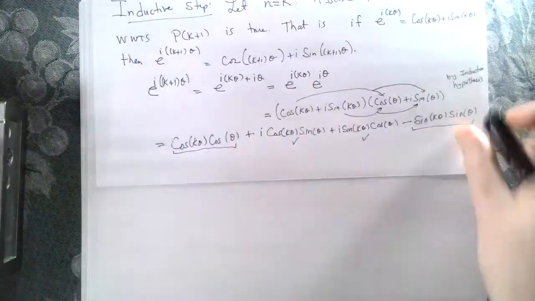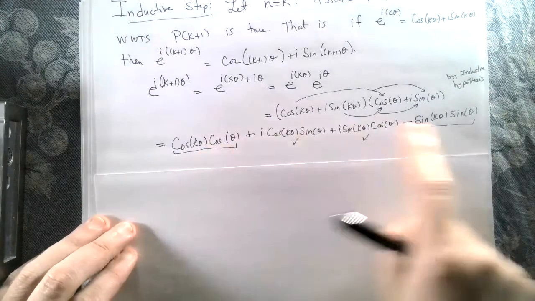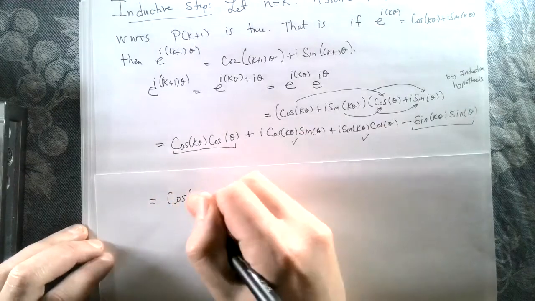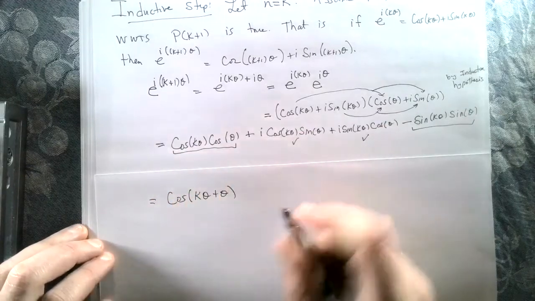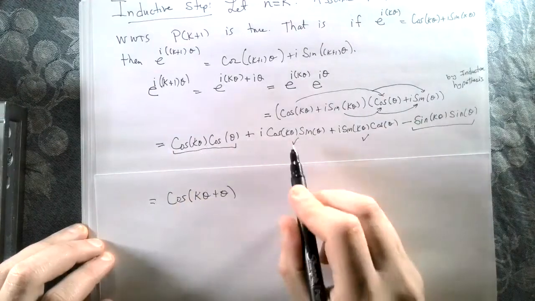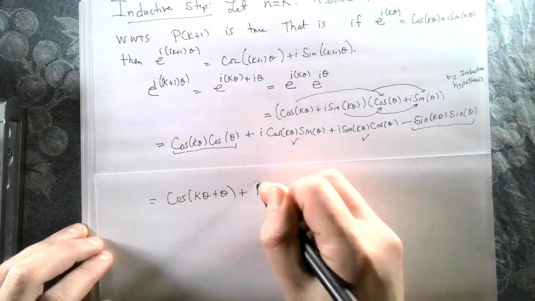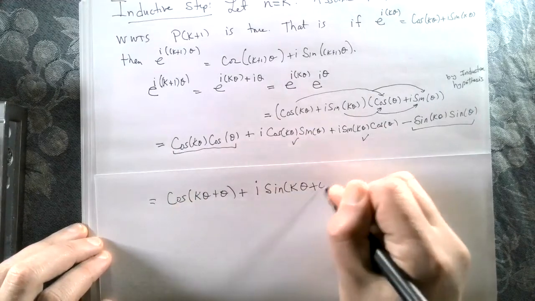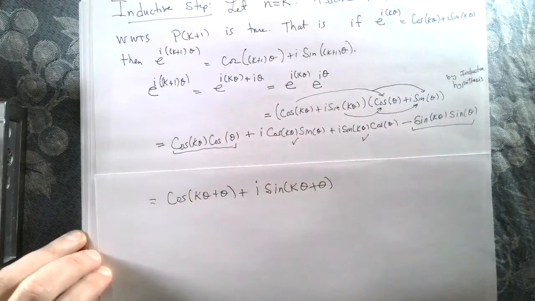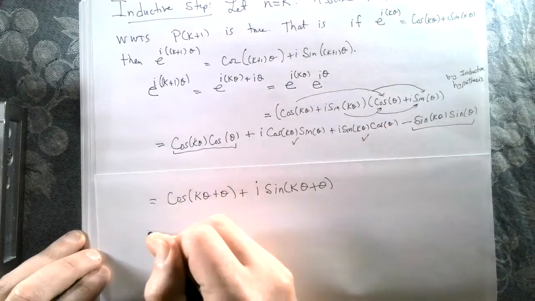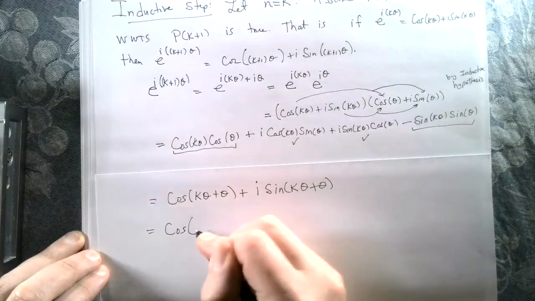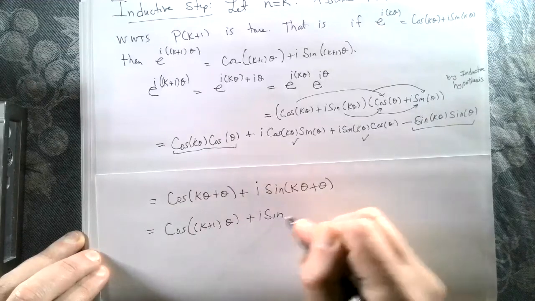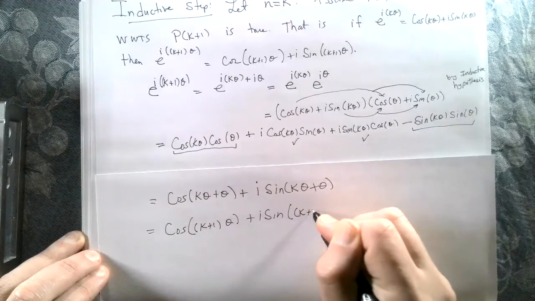And so now we continue. Let's see what we have here. Okay, so bringing those together, that should remind you of the cosine of sum of angles formula. So that's equal to the cosine of k theta plus theta. So those two terms together. And then here I'm going to factor out an i. And you should notice the sine of the sum of angles formula. But I could factor a theta out. So by algebra, this is the cosine of k plus 1 theta plus i sine of k plus 1 theta.